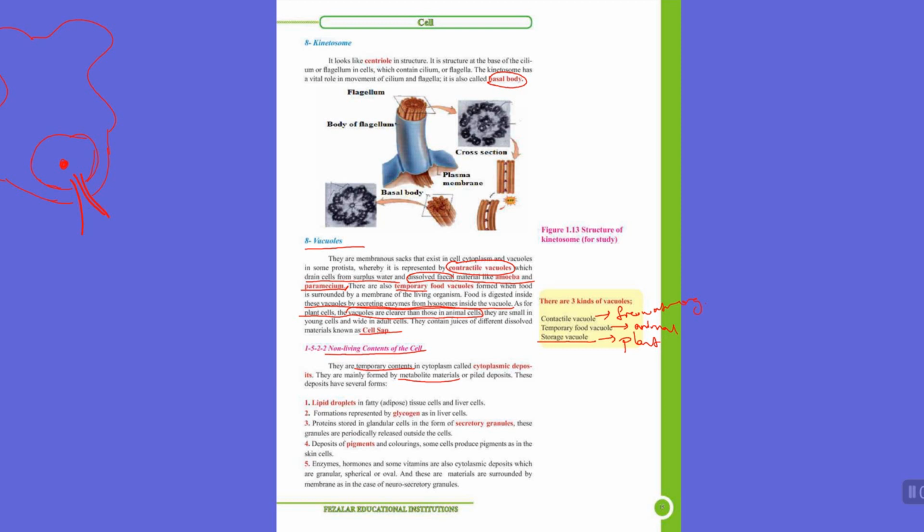So there are 5 kinds we want to focus on. Lipid drops, in fatty or adipose tissue, in liver cells or adipose tissue.